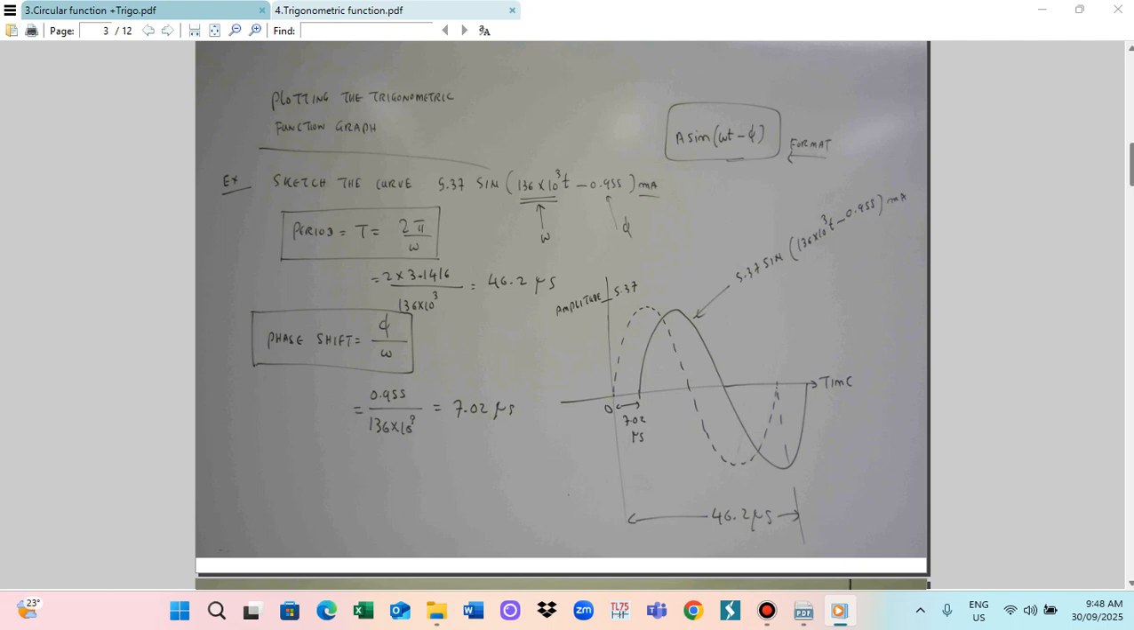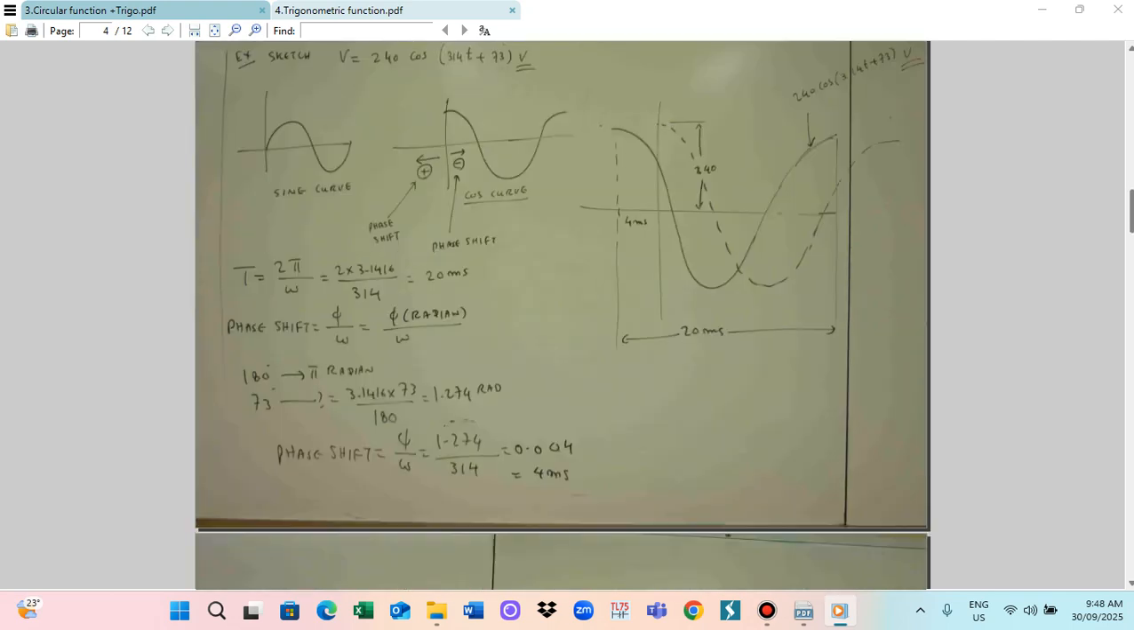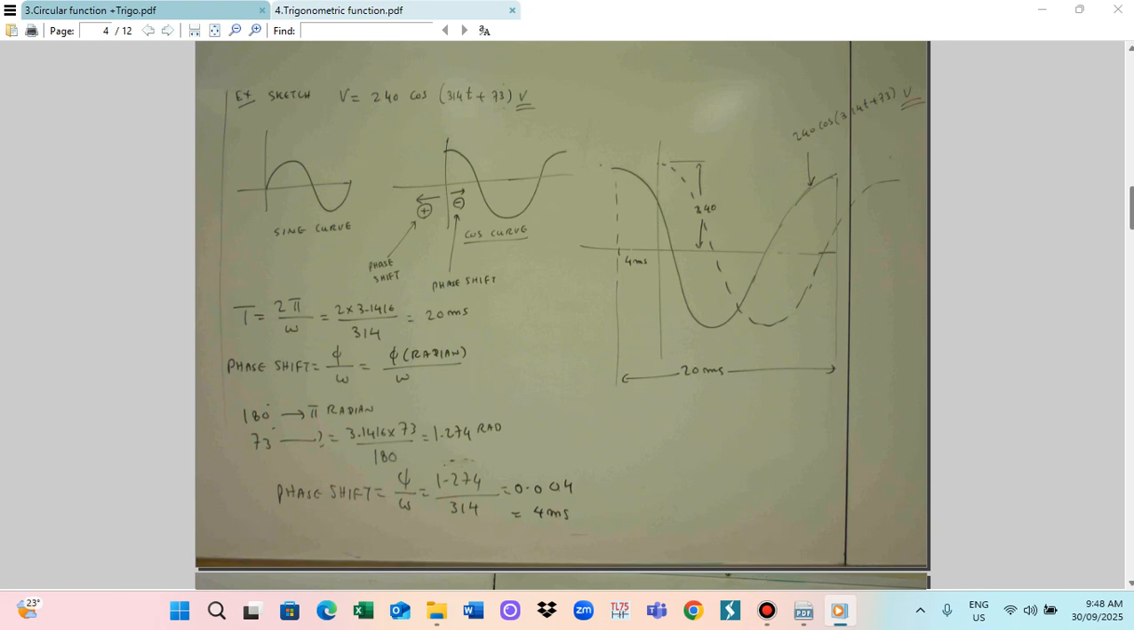Second problem, now we have to sketch v is equal to 240 cos 314t plus 70 degrees. So this graph needs to be plotted. So in this case we also draw without phase shift, sine and cos graph. This is the sine graph, it will be like this. So this is the sine graph. And this one will be the cosine graph. So this one will be the cosine graph.